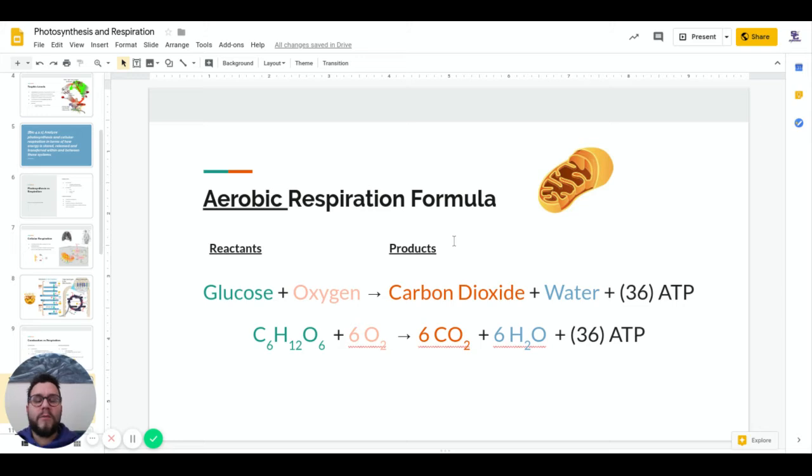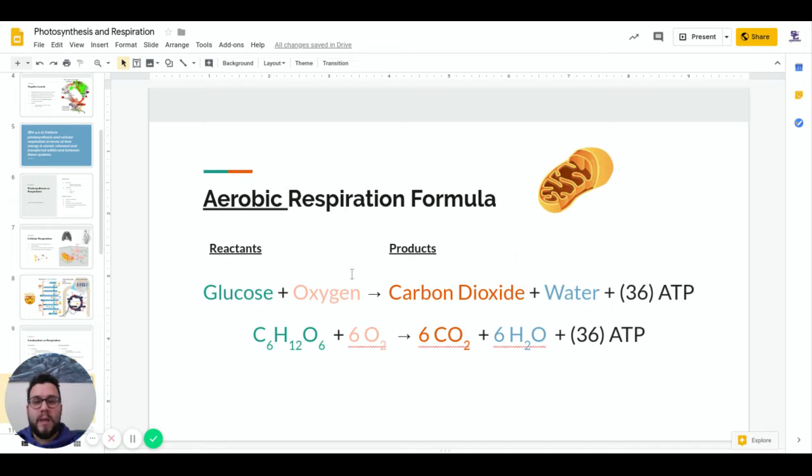So this is how the formula looks. We've got our reactants on the left. Those are the things that go into the reaction. And the products on the right, these are the things that come out of the reaction. You need glucose and oxygen to react to make carbon dioxide and water. And through that process, we're producing 36 ATP. And this is what is happening in your mitochondria.